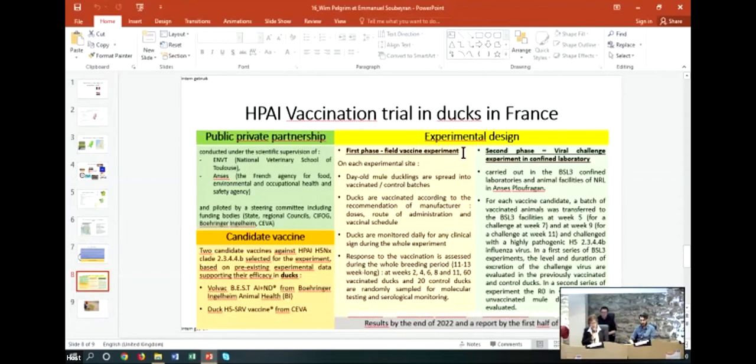I described the trial we conduct in France. These trials are on ducks. So why ducks? Well, for two main reasons. As I told you, the ducks are very active in the dissemination of the disease in France. And second, there are no authorized vaccines for ducks today in France, in the EU. And so we have a trial with two candidate vaccines, one BI and one Seva.